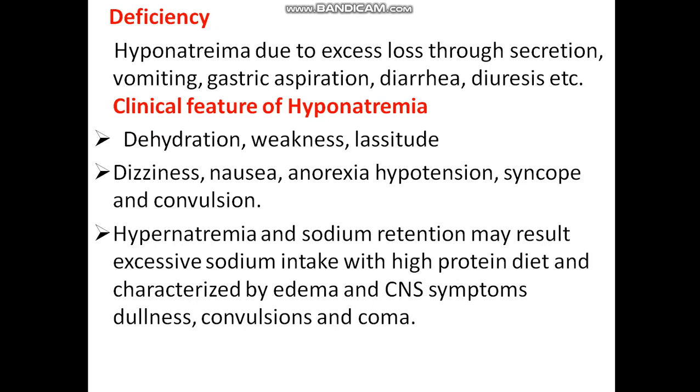There are two conditions: hyponatremia, a decreased level of sodium, and an increased level of sodium, which is called hypernatremia. Sodium retention may result from excessive sodium intake with a high protein diet and is characterized by edema and CNS symptoms like dullness, convulsions, and coma.